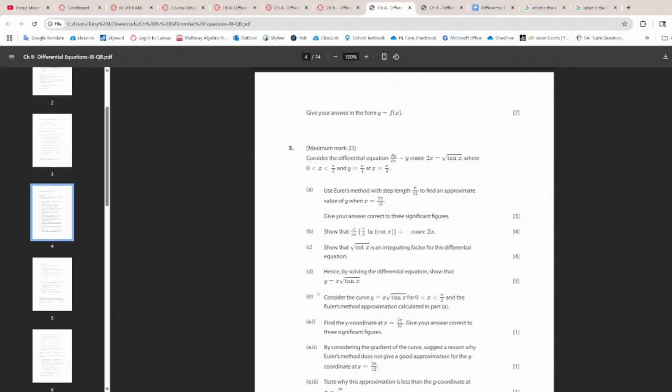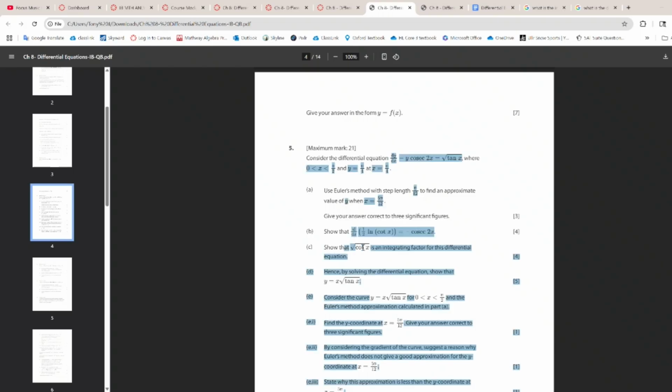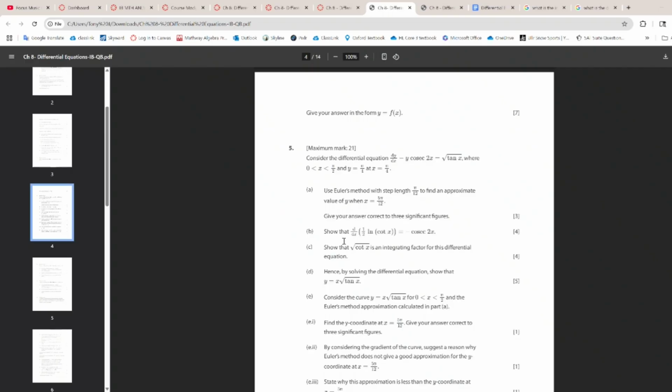Alrighty, let's take a look at number C. So we're gonna show that square root cotangent x is the integrating factor for this differential equation. I feel like there's a very interesting trend with IBQ questions because it kind of uses what it already gave you in front, right?